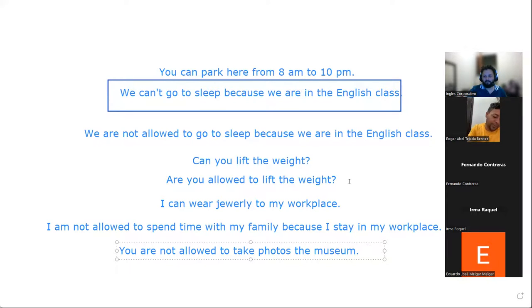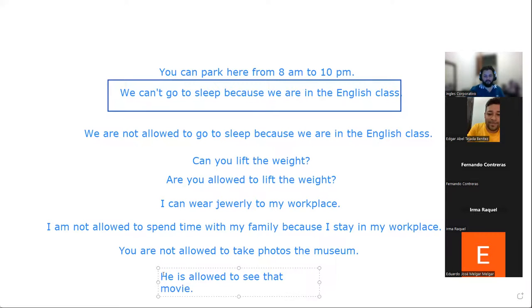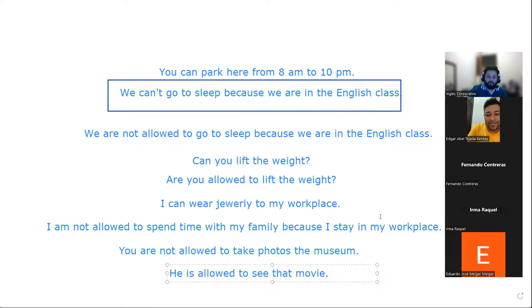Me, teacher. Tell me, Edgar. He's allowed to see that movie. Very good. If he had said he can't see that movie, that would be permission too, because there is no confusion, right? But good job. So far, so good, guys.